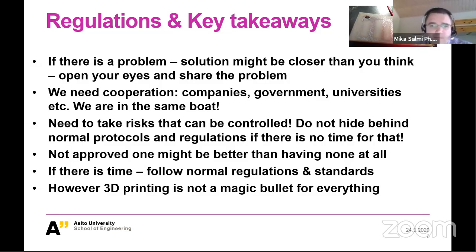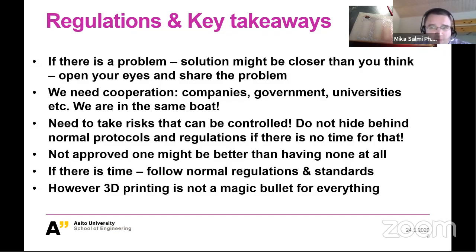And then, of course, if there is no time, that's maybe one problem. What was in the spring means that we might need to take some risk, but we need to be able to control it. So usually the government and regulation organizations want to hide a little bit behind the normal protocols, because it's much easier for them. You just say follow the normal regulation, and don't try to solve the problem.